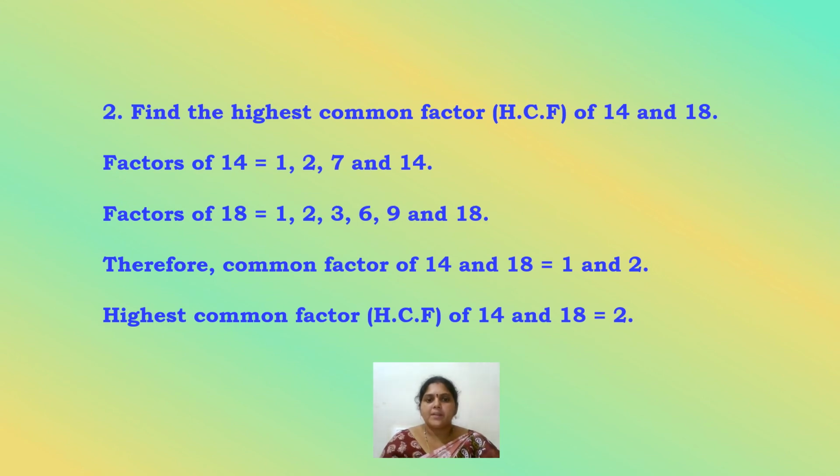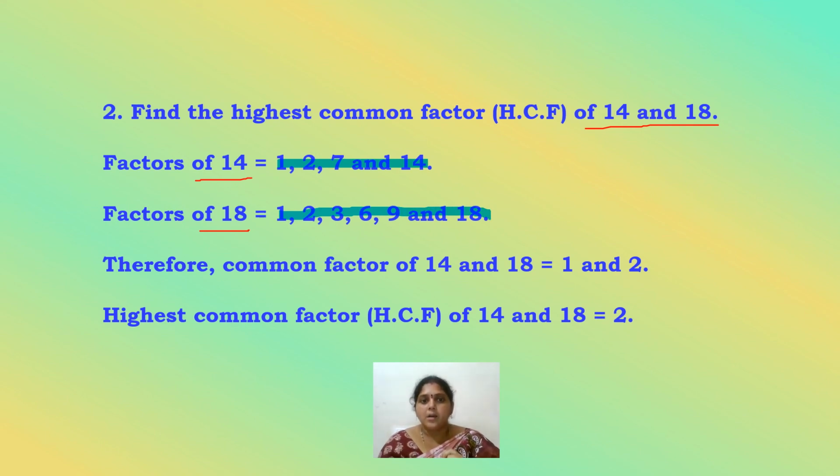Here we are going to find the highest common factor of 14 and 18. Now first what we have to do, we have to find the factors of 14 and the factors of 18. Means in which tables 14 comes, we have to write, and in which tables we find 18, we have to write all the tables of 18. So what are the tables here? 1, 2, 7 and 14 are the tables where we find 14. Next, 1, 2, 3, 6, 9 and 18 are the tables where we find 18.